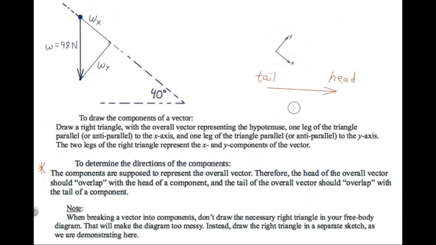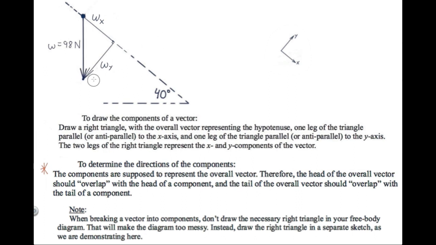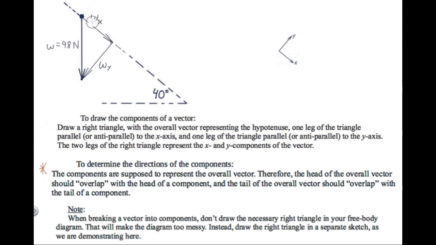Here's an example of what I mean by the head and tail of a vector arrow. Here we have the head of the overall vector. So that should overlap with the head of this component. Here we have the tail of the overall vector. That should overlap with the tail of this component, which means that this should be the head for this component. You should pause the video and memorize this rule for finding the directions of the components. The head of the overall vector should overlap with the head of a component, and the tail of the overall vector should overlap with the tail of a component.